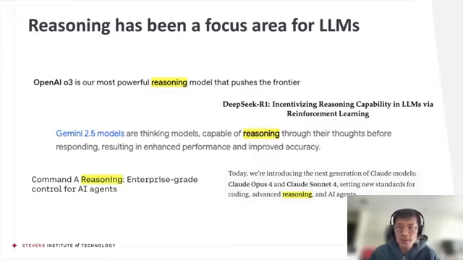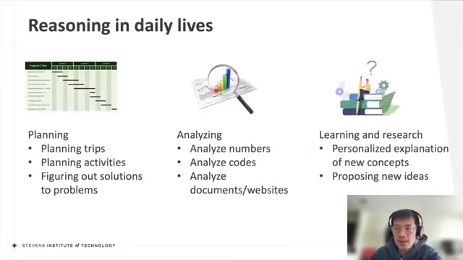So we have seen that reasoning is an area that people value a lot when developing the frontiers of large language models. And it actually also has a lot of applications in our daily lives. With reasoning capabilities, language models could be prompted to make plans, for example before trips, or allocate activities under scheduling constraints, or figure out solutions to problems and go from what we know to what we do not know.